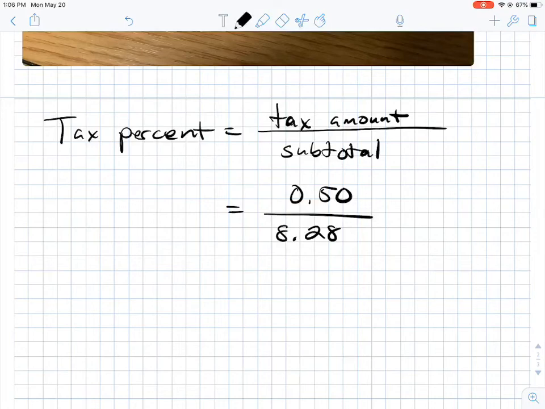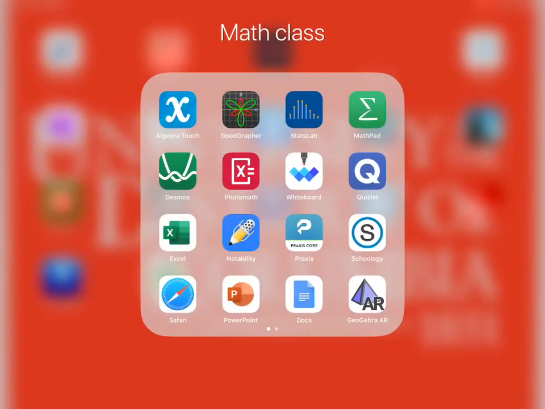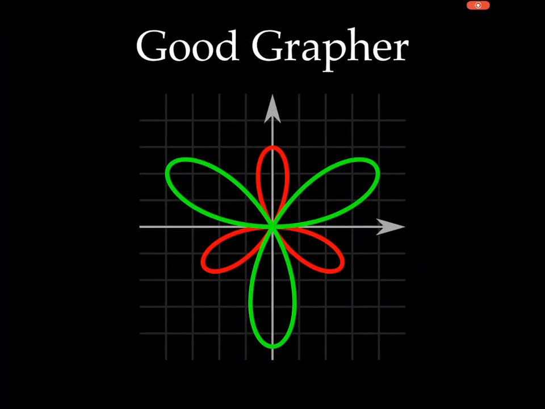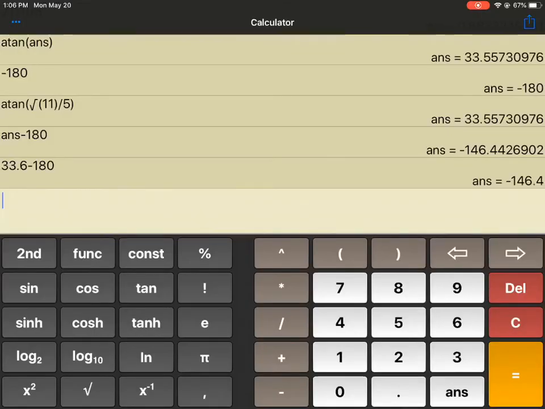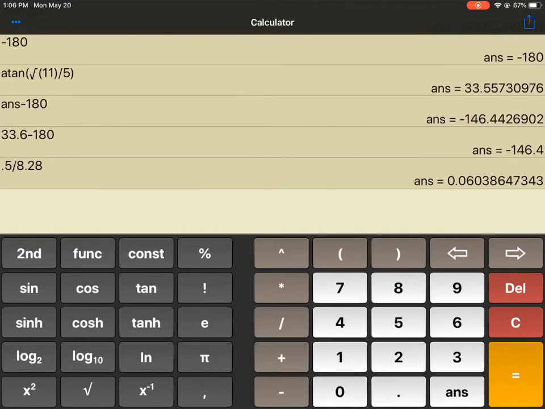Now, I'm going to take that simple calculation, and of course, a lot of you do have your phones, which have simple calculators on there. You just do that simple division. That's all you have to do. So in this case, I'm going to take my 50 cents, or just simply 0.5, divide that by $8.28. And there's your 6% right there.